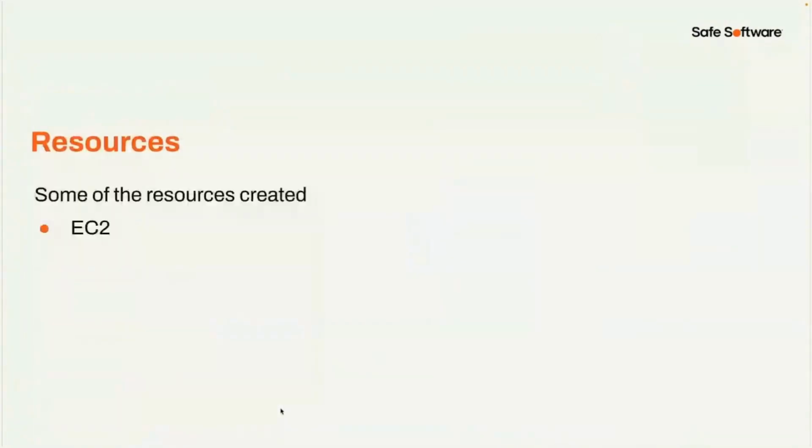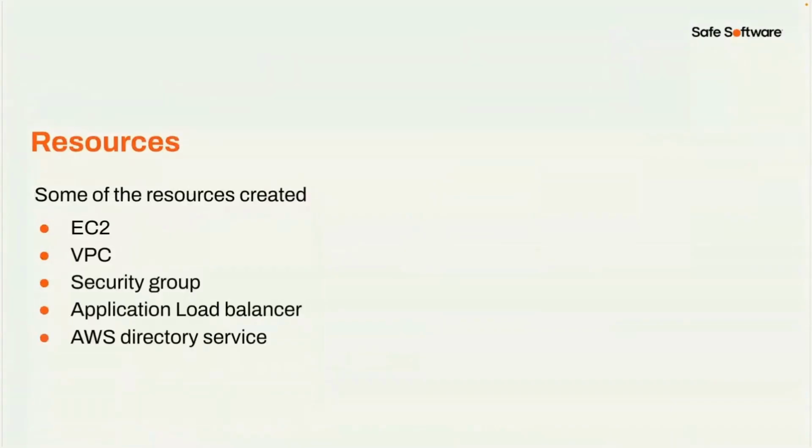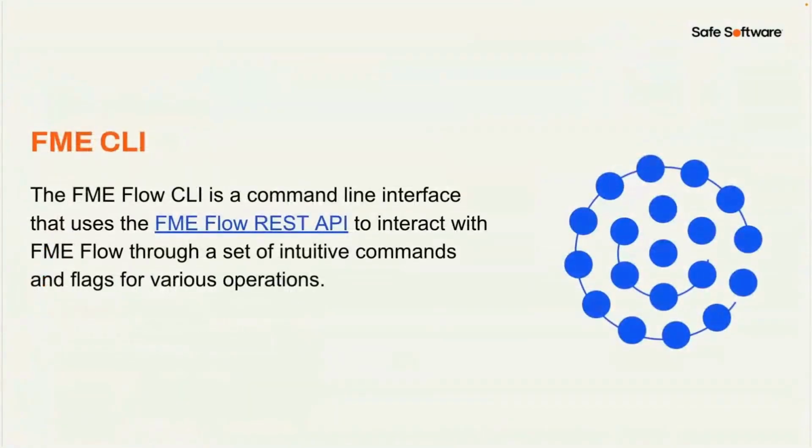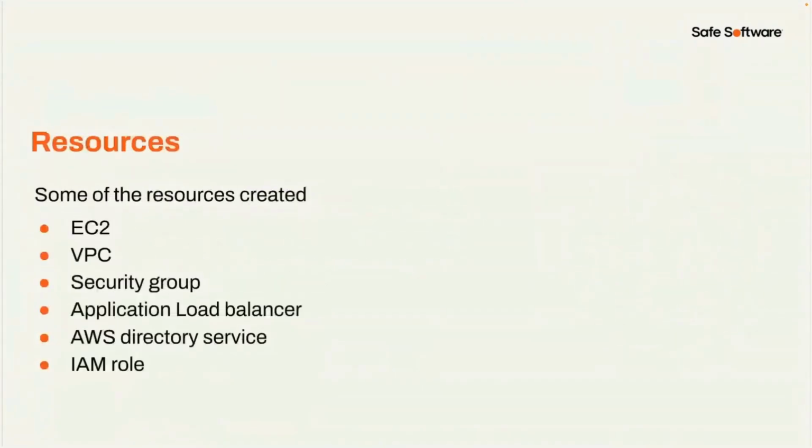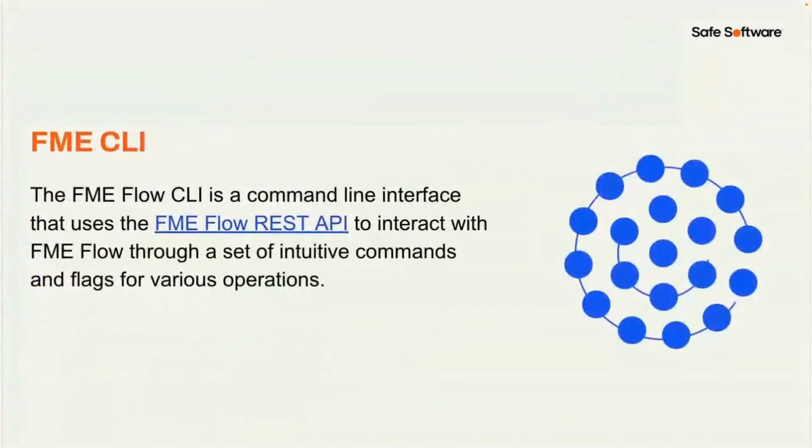So some of the resources that it's also going to create are EC2, VPC, security group, the application load balancer, the AWS directory service, and IAM role. So I'm just giving a high level overview of those resources that I already mentioned. Then the CLI, which is another important component for FME to work properly in the CI/CD flow, is the FME Flow CLI, which interacts with the REST API to interact with FME Flow.